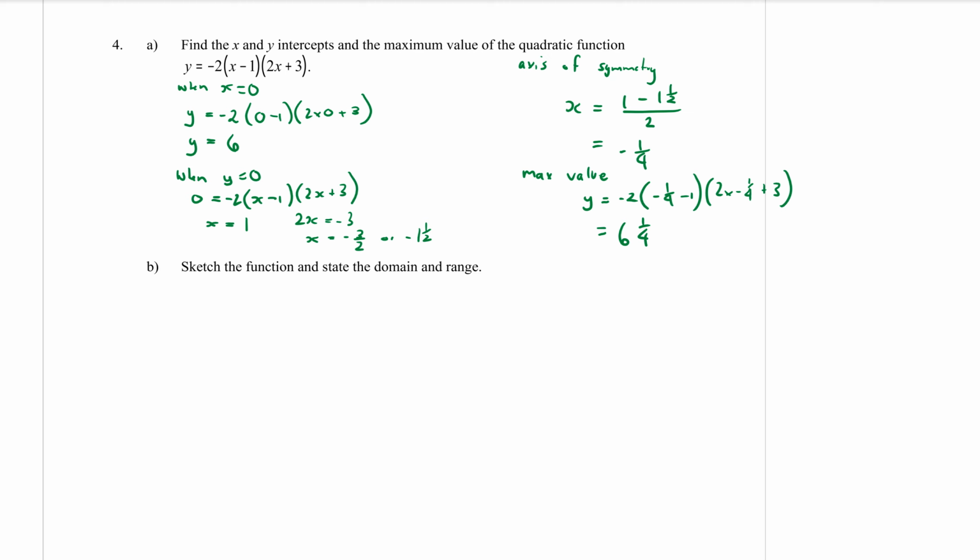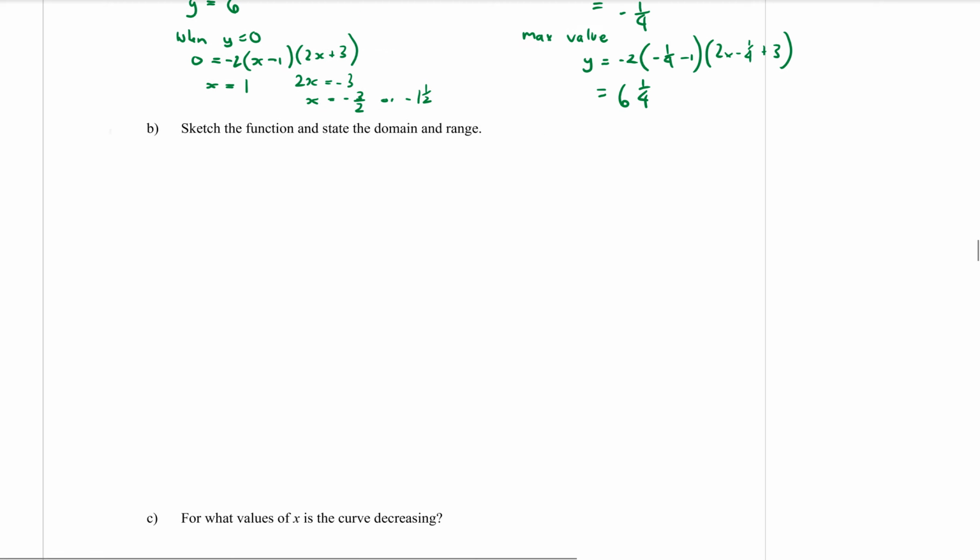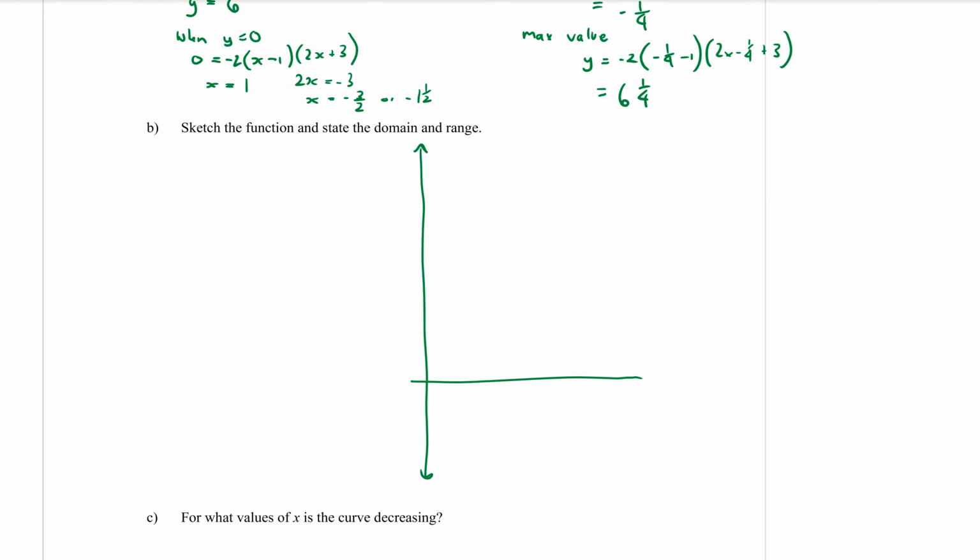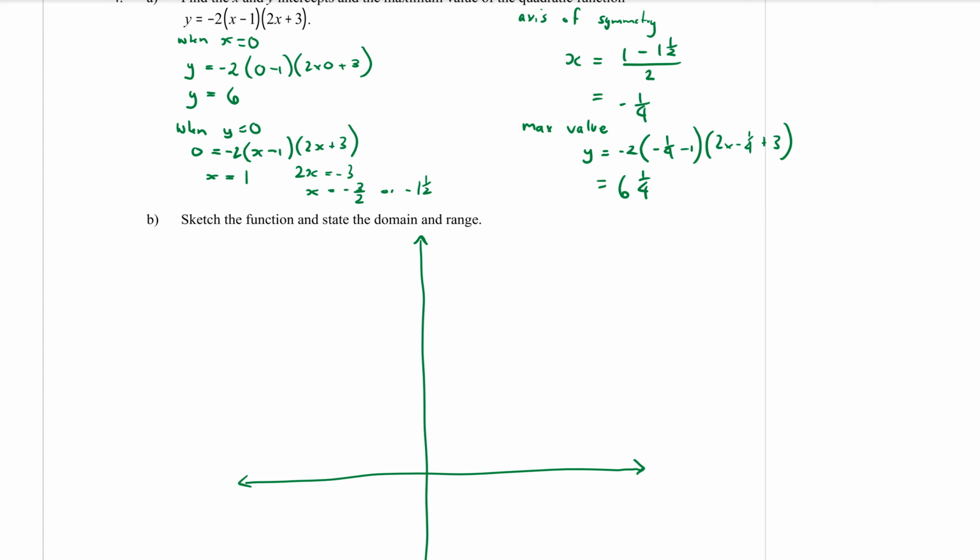Part B, we want to sketch it. So all that information going on a graph. We have a turning point, which was at the axis of symmetry, the minus a quarter and the 6 1/4. These two things, the x value and the y value, that would be my turning point. So minus a quarter and 6 1/4. So about there. Because those are such weird numbers, it's probably a very good idea to write that one as a point on here. Like that. Identified the turning point.